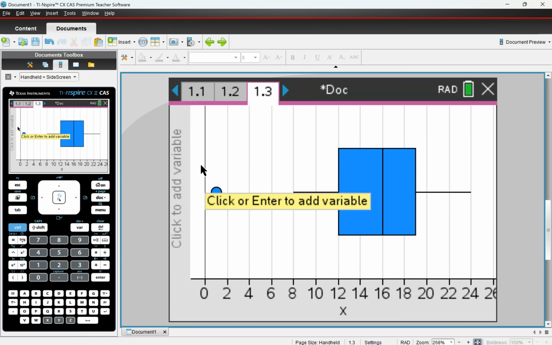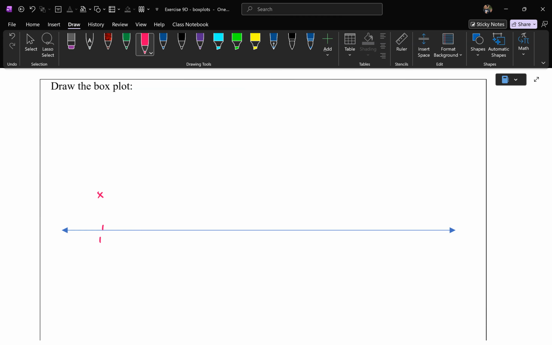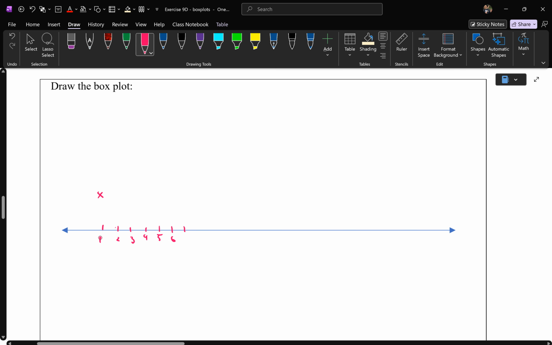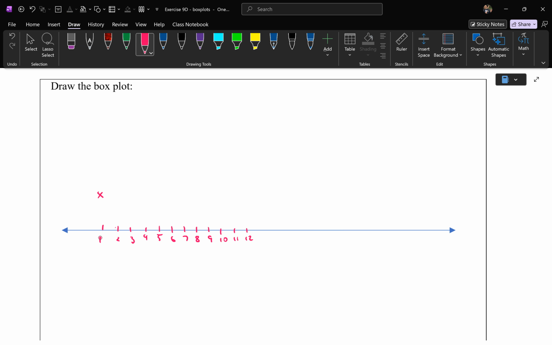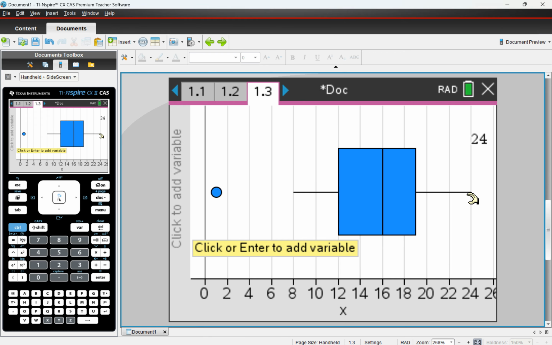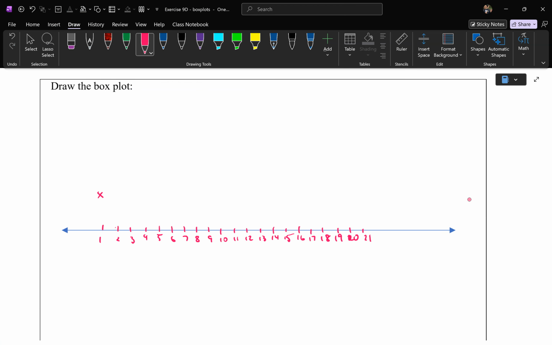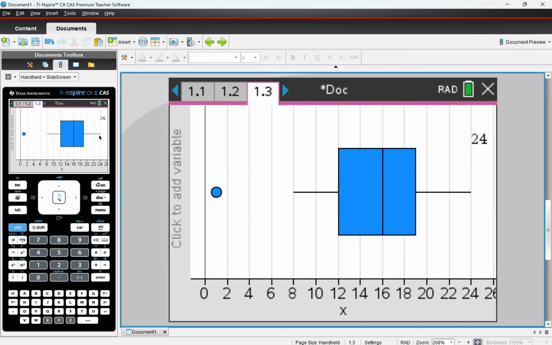So what was the number again? It was 1, wasn't it? So make sure that's 1. And then we do actually have to measure it and write 2, 3, 4, 5, 6, 7, 8, 9, 10, 11, 12, 13, 14, 15, 16, 17, 18, 19, 20. What was the last? Oh, wow, 24. 21, 22, 23, 24. Yeah, that should be good.